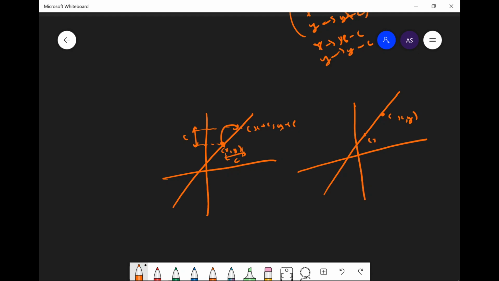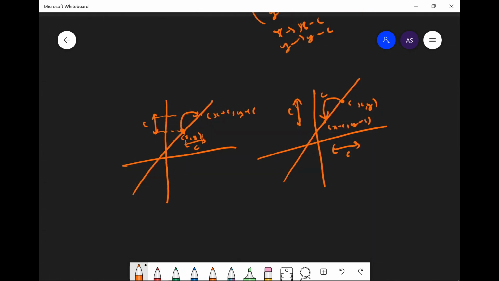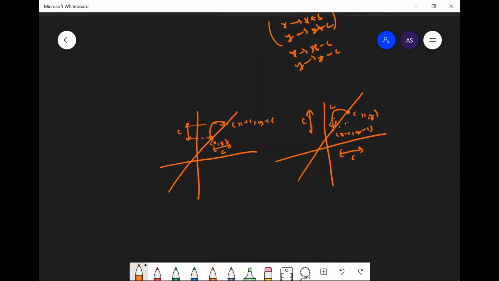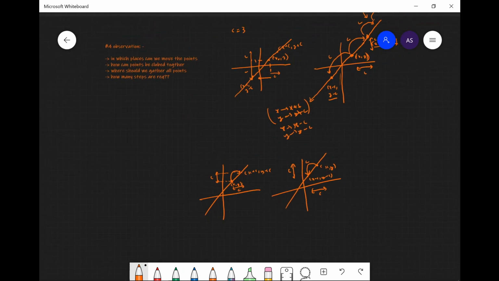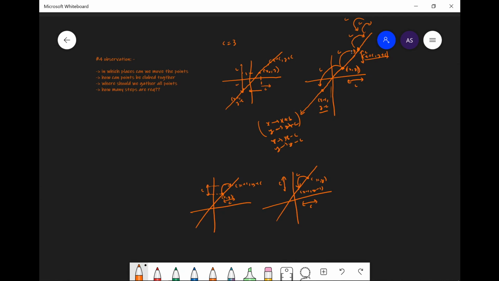And for x, y, suppose the x minus c, y minus c operation, we can move it c points behind, such that this distance is c and this distance is c. Okay, so now I think this point is clear, of how the operations happen. In each operation, we can move either c steps ahead or c steps behind. In one operation, for positive we can move like this, and for the other we can move like this.